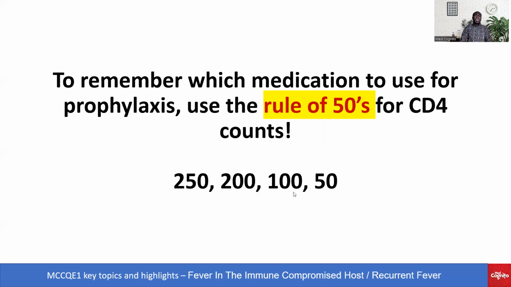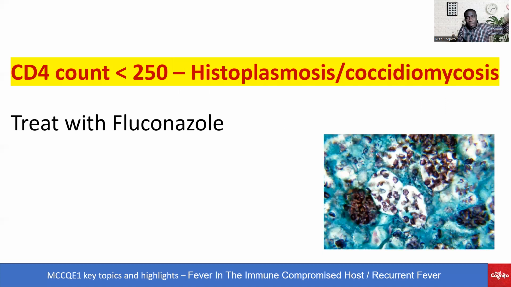If you are looking at prophylaxis and treatment of fever and opportunistic infections in HIV patients, I want you to remember the rule of 50s: 250, 200, 150. You may be saying, hey, MedCognito, what does this mean? In your exam, you must always have cues which will guide you to know what to do. For example, I talked about the rule of 50s.